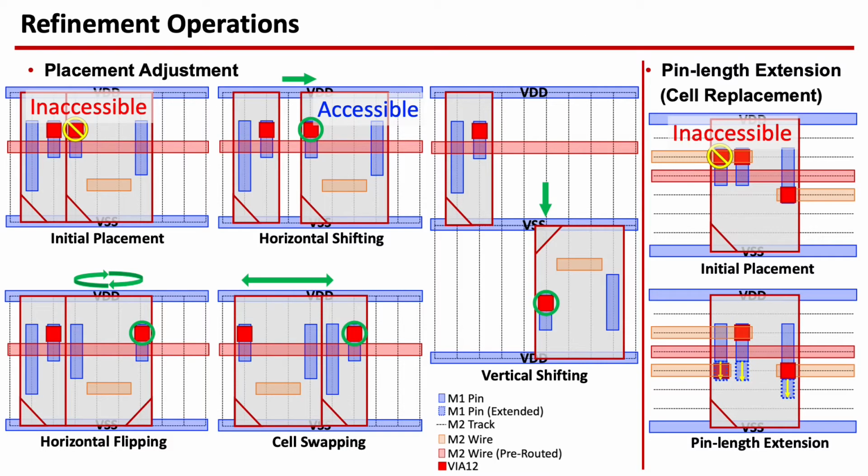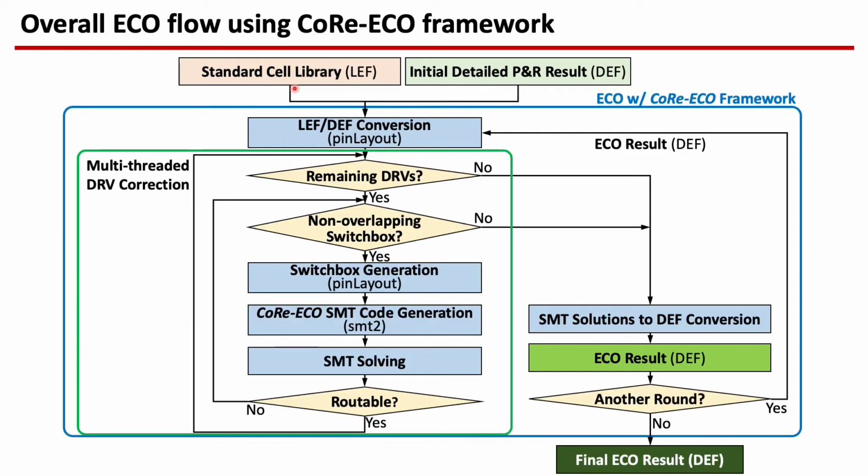The first refinement operation is the adjustment of the placement. When the given placement layout does not have feasible routing solutions due to an inaccessible M1 pin, Core ECO adjusts the placement of instances by horizontal and vertical shifting, horizontal flipping, and cell swapping. For the second refinement operation, our framework suggests minimum achievable pin length extensions needed to fix DRVs. This enables engineers to adopt alternative master cells that maintain the same functionality while minimizing the magnitude of undesired timing impact on each cell.